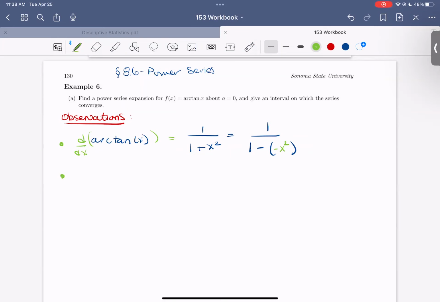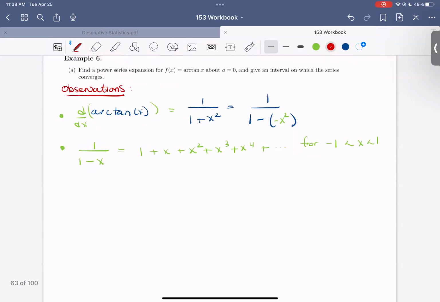So that's our first observation, that the derivative of arctan is 1 over 1 minus x squared. But we also know that we have a power series expansion for 1 over 1 minus x given to us a couple pages above. And that looked like 1 plus x plus x squared plus x cubed plus x to the 4th plus etc. And that was for x between 1 and -1. So what we're going to do is use these two observations to help us in this problem. Okay, so how am I going to do that? Well, what I'm going to do is combine these two observations. So we can do that in the next step.